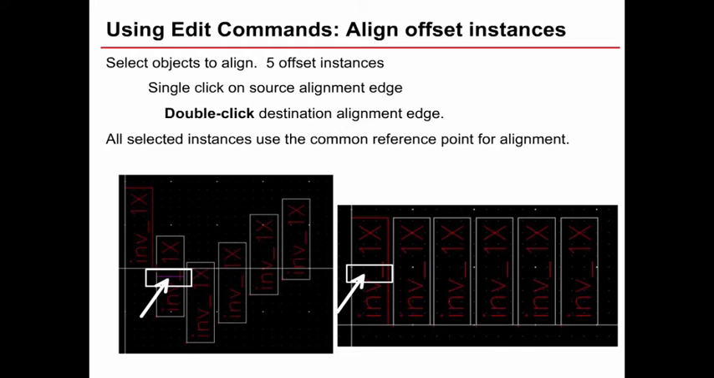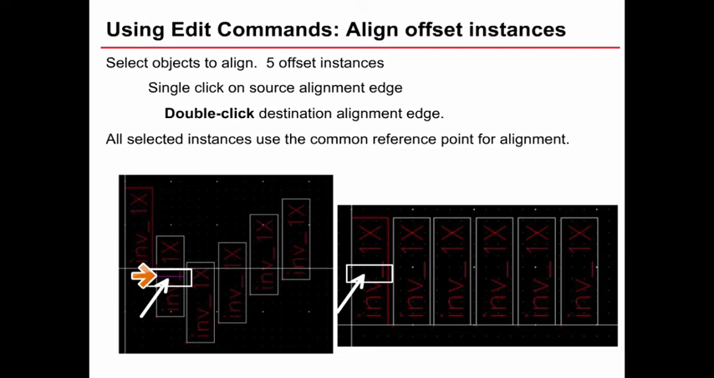Here's the answer to the question that may have come up just a moment ago. What if you want all 5 of them to line up? So here we've selected all of them. So we've got all 5 of them selected. And then we single click on the alignment edge. We could pick that edge, but in this case we pick the center.